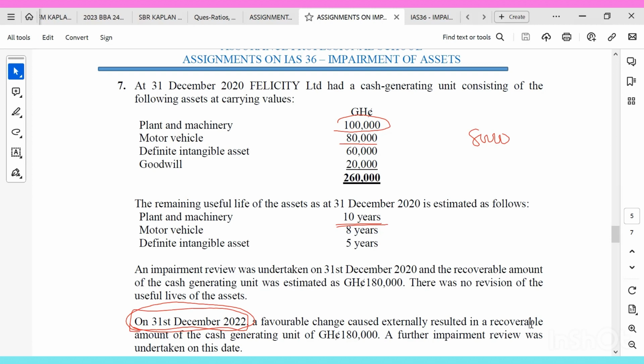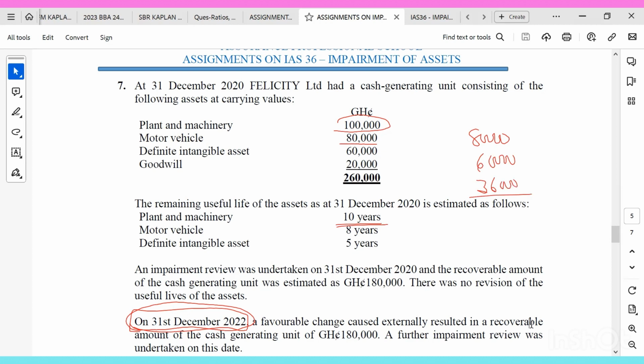What should have been this? It should have been 80 divided by 8 times 2. Would that be 60? Okay, that would be 60,000. If there's no impairment on the tangible definite asset, what would have been the carrying value? 36,000. Okay.